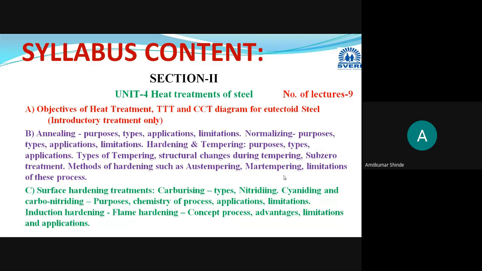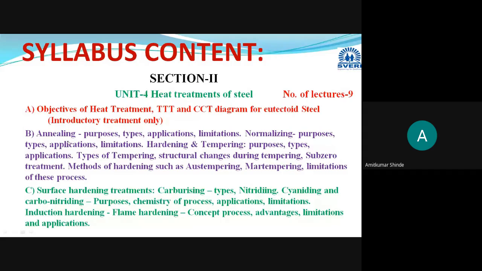Sometimes they will ask you about the different processes we are going to discuss in part B. These processes, like the annealing process, the normalizing process, then the hardening and tempering process, you have to plot on these TTT diagrams. This is a very important part of this heat treatment chapter. You have to learn this TTT diagram. Then the CCT diagram is very similar to the TTT diagram.